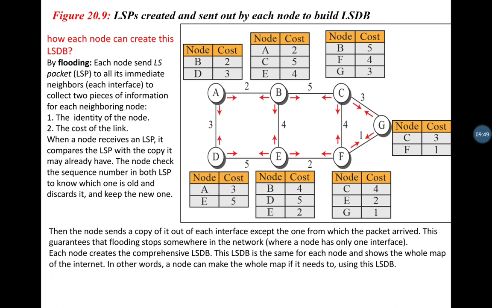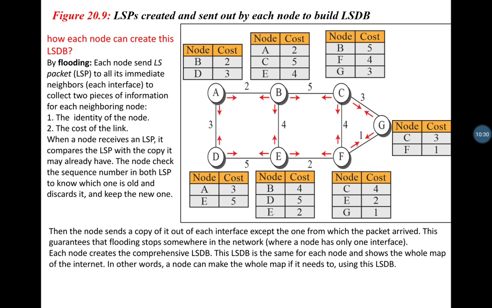When a node receives this link state packet from one of its interfaces, it compares that with the copy it may already have. If the newly arrived link state packet is older than the one it has, it discards the link state packet. If it is newer or the first one received, then the node discards the old LSP and keeps the received one. It then sends a copy of it out of each interface except the one from which the packet arrived.